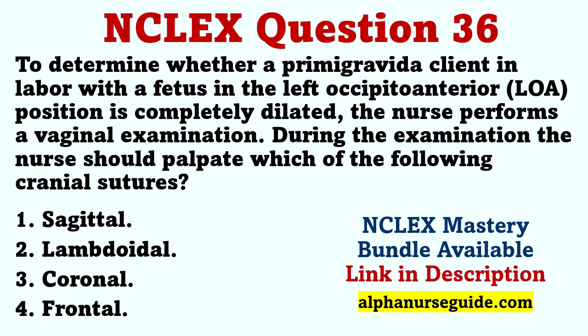The correct answer is 1. The sagittal suture is the most readily felt during a vaginal examination. When the fetus is in the LOA position, the occiput faces the mother's left. The lambdoid suture is on the side of the skull. The coronal suture is a horizontal suture across the front portion of the fetal skull that forms the anterior fontanelle. It may be felt with a brow presentation. The frontal suture may be felt with a brow or face presentation.